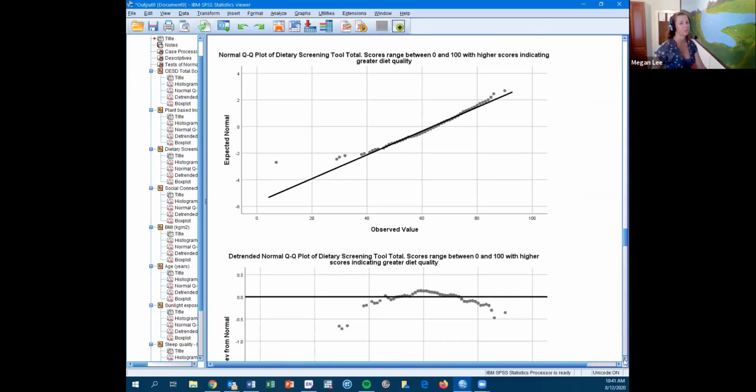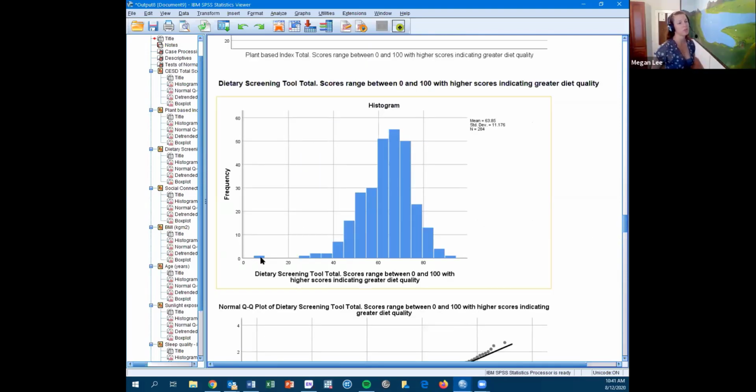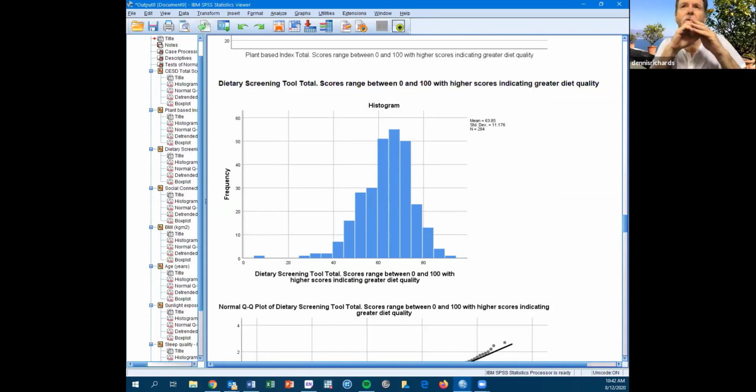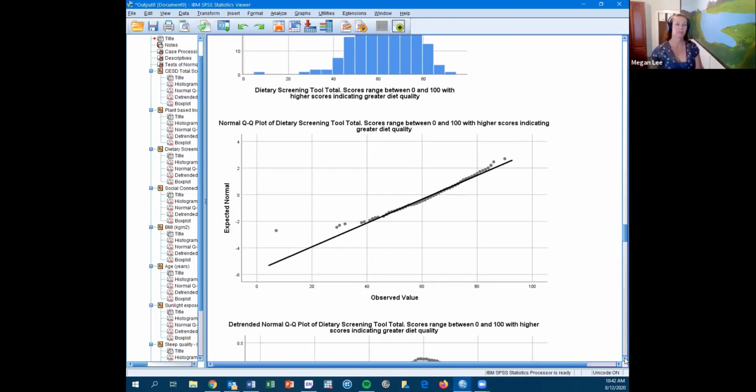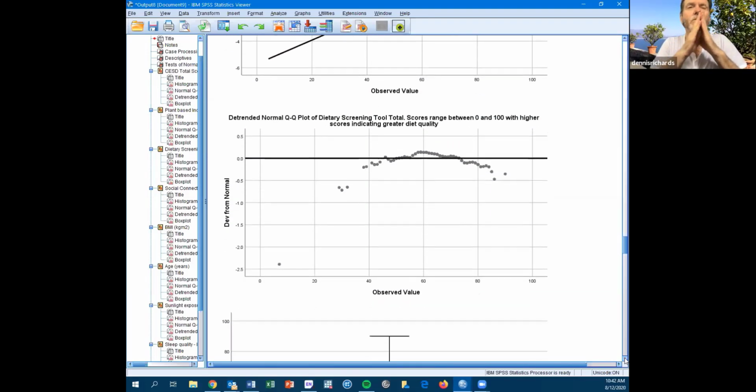It's interesting, isn't it? Is one person enough to skew the data all that much? Yeah, because imagine if you took out this data point, then everything would be shuffled over so that the graph would start at 20 instead of at 0. And then the rest of the histogram would be much more normal. But our total N is 284. And one person is enough to make that difference. Absolutely.